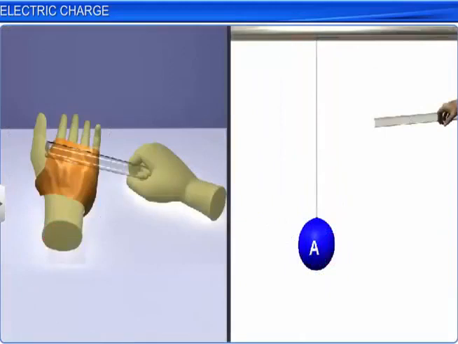These experiments prove that a body can be charged by rubbing against another body, or by simply bringing a charged body in contact with another uncharged or neutral body.